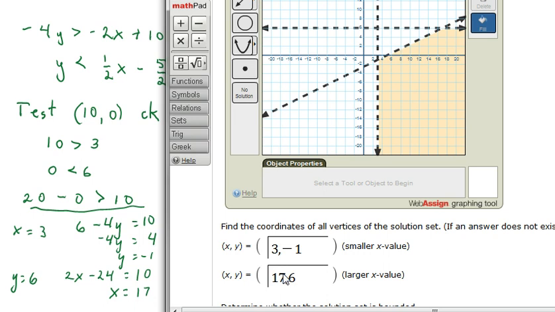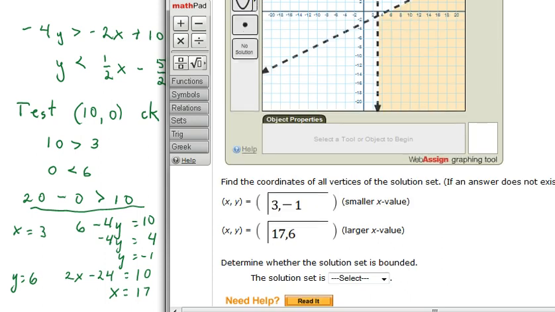And then one last question is, is this region that we've shaded bounded? This time it is not, since it goes off infinitely to the bottom right.